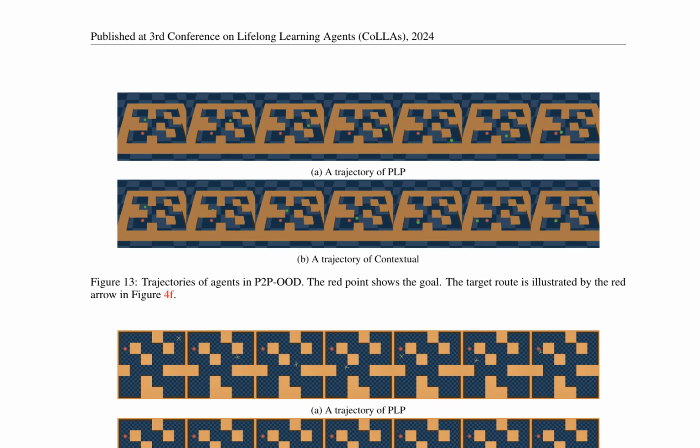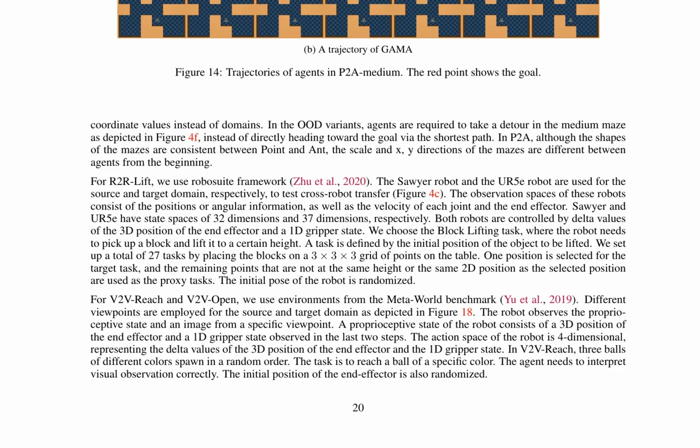In R2R lift, the authors employ the RoboSuite framework, utilizing the Sawyer and UR5e robots for cross-robot transfer. The task involves lifting a block to a certain height, with 27 tasks defined by varying initial object positions. In V2V reach and V2V open, the Meta-World benchmark is used, with different viewpoints employed for the source and target domains. The robot observes proprioceptive states and images from specific viewpoints, with a 4-dimensional action space.